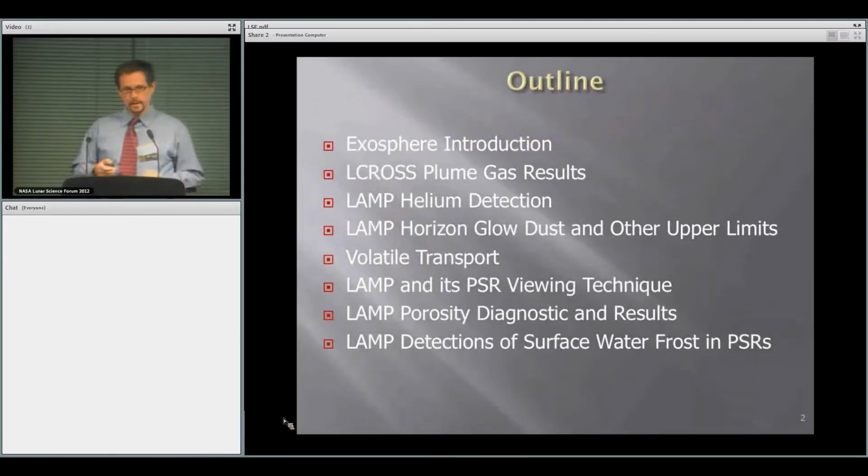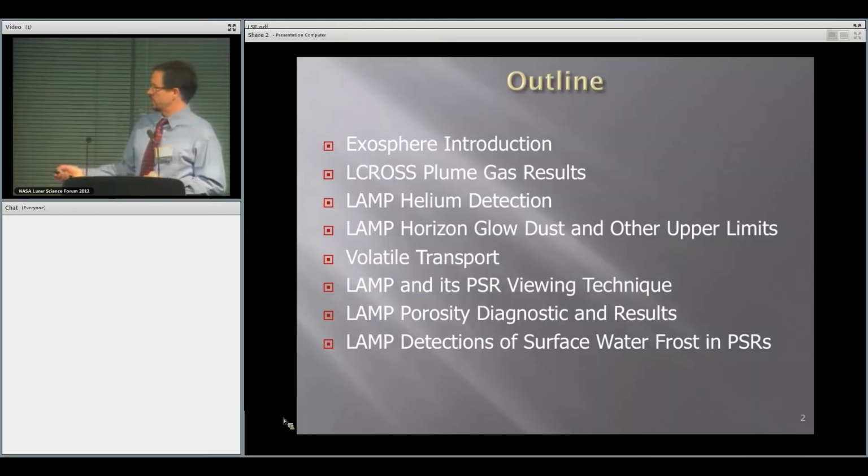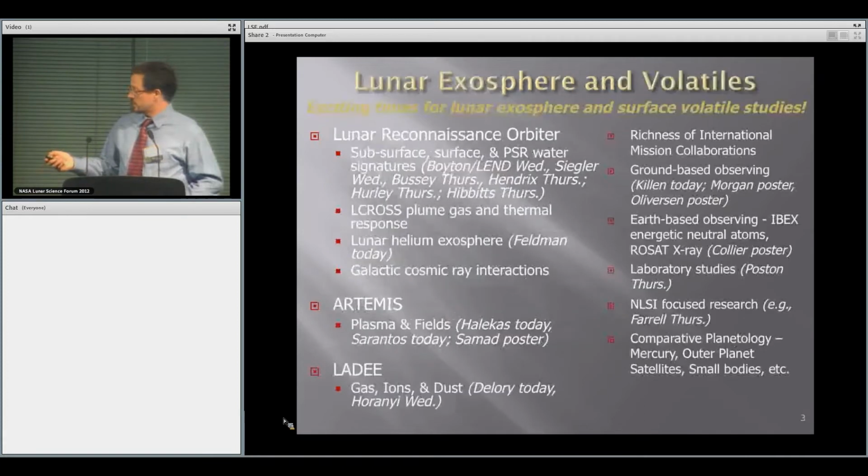I'll give a brief introduction on the exosphere, and then I'll jump to a couple different topics. I'll talk about LCROSS plume gas results, LAMP helium detections that are really exciting to us right now, some searches for horizon glow dust and some upper limits we have on that, and then talk more about volatile transport, connections to the surface, particularly in terms of the PSRs that we've studied, and come up with diagnostic porosity measurements and surface water frost information. So we'll take these one at a time.